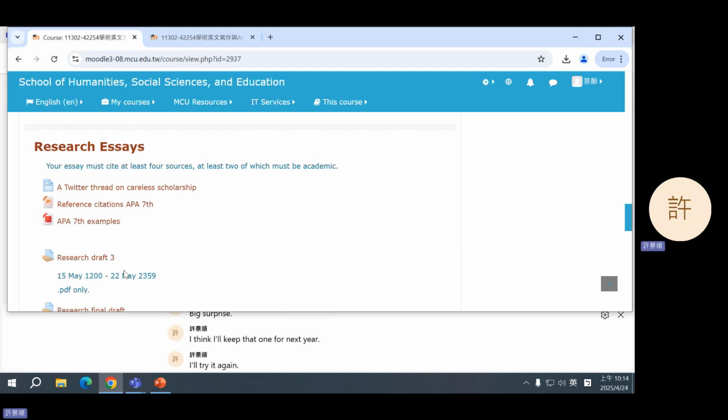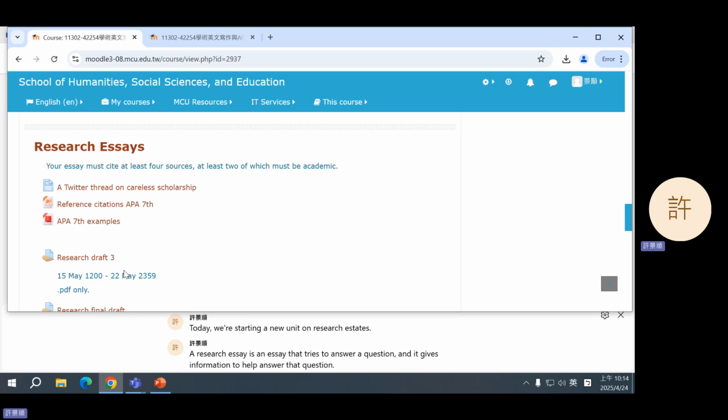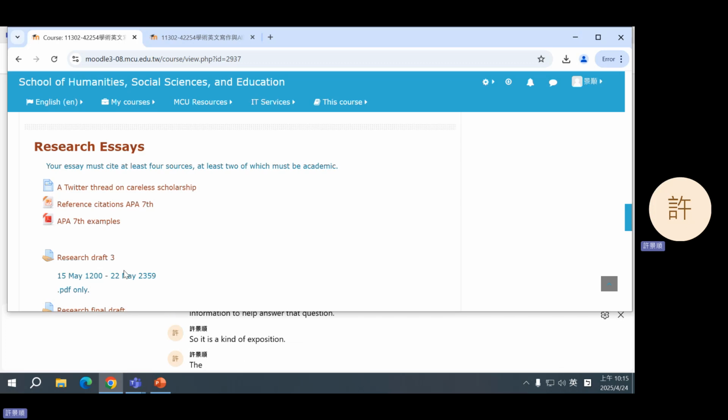Okay. Today we're starting a new unit on research essays. A research essay is an essay that tries to answer a question, and it gives information to help answer that question. So it is a kind of exposition. The main difference between exposition and research is that a research essay should not have your own ideas. All of the ideas should come from somewhere else.